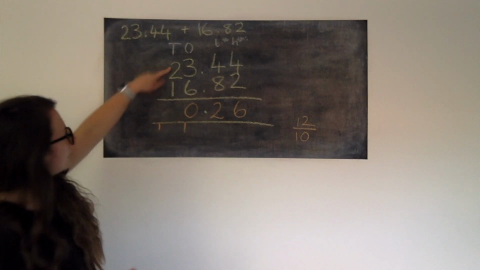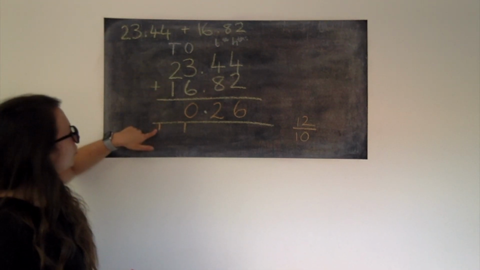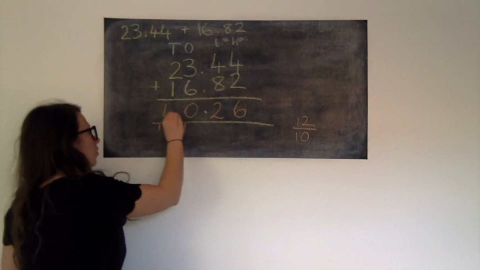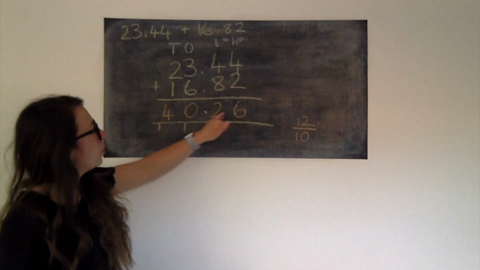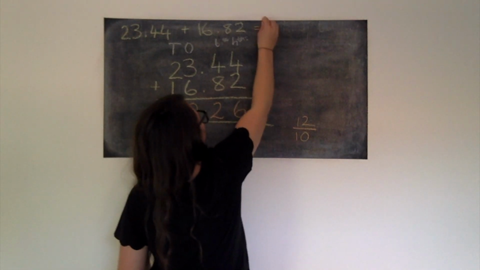Now I've got 2 10s, add 1 10, add another 10. So it gives us 4 10s. So my answer is 40.26.